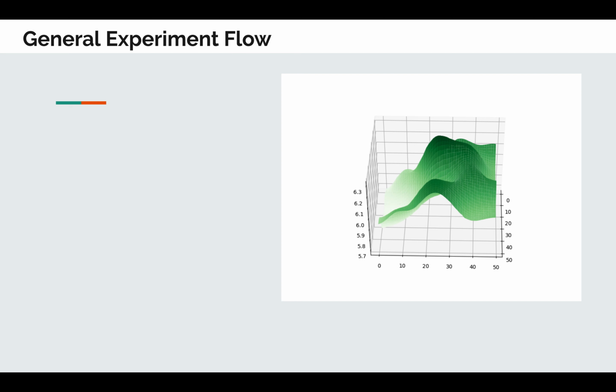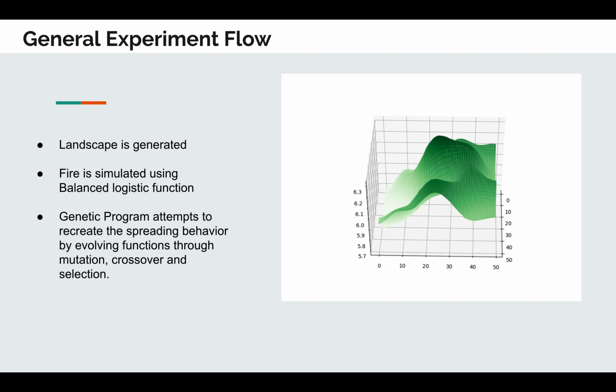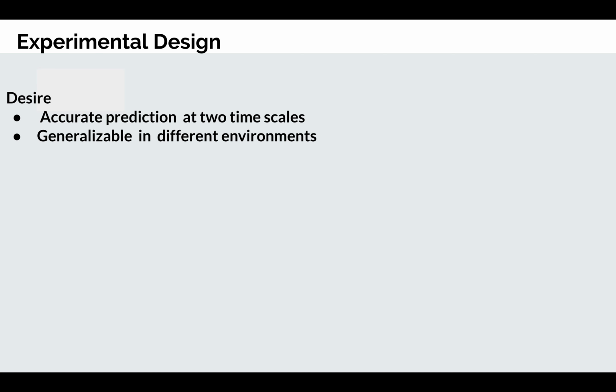So to zoom back a little bit, let's quickly go over the general experiment flow. So a landscape is generated. We're going to use that Perlin noise algorithm, and then a fire is simulated over the landscape using the balanced logistic function. And then we're going to take the genetic program and attempt to recreate that spreading behavior by evolving functions through mutation, crossover, and selection.